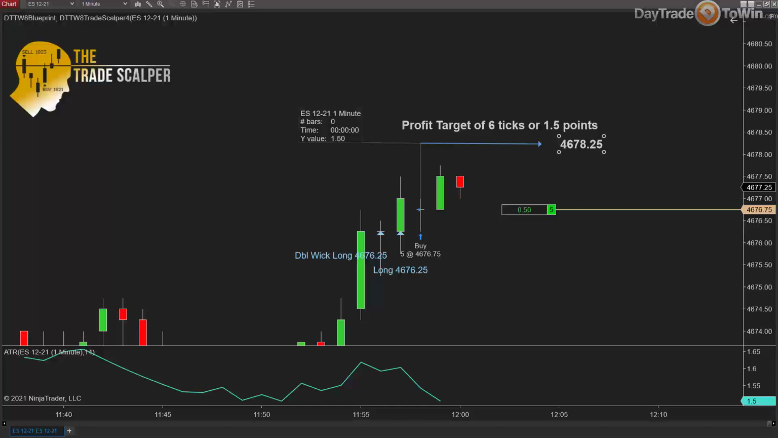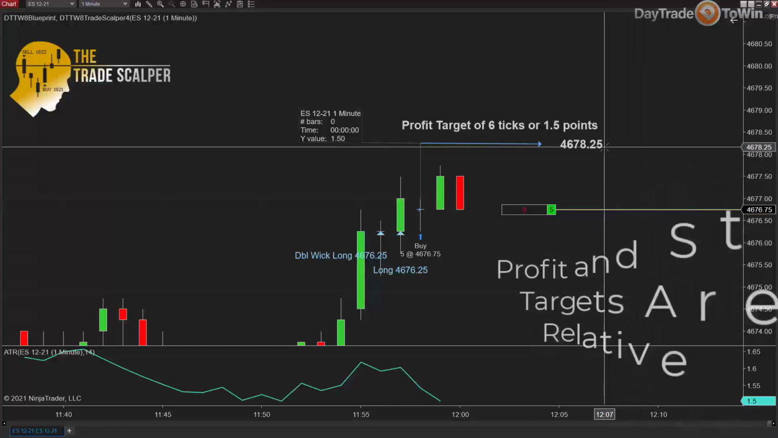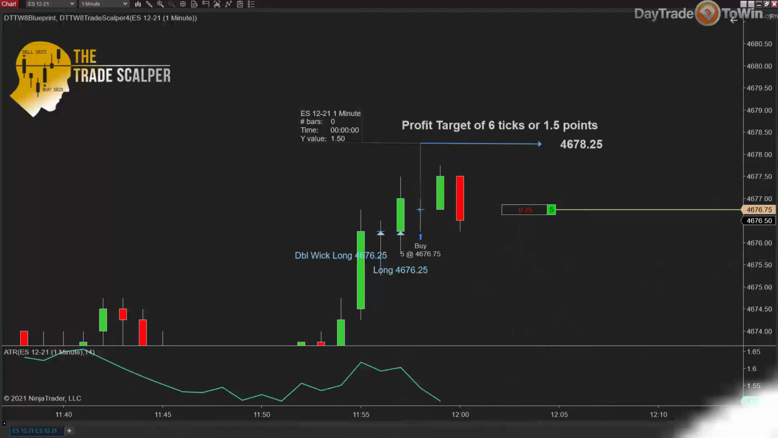When the market's slow, we look at the ATR value to say what's the target. When the market is more volatile, we look at the ATR value to say let's give a larger profit target and opportunity. But right now it's only 6 ticks or 1.5. 1.5 is the equivalent of 6 ticks. So that's very important to understand the current condition.